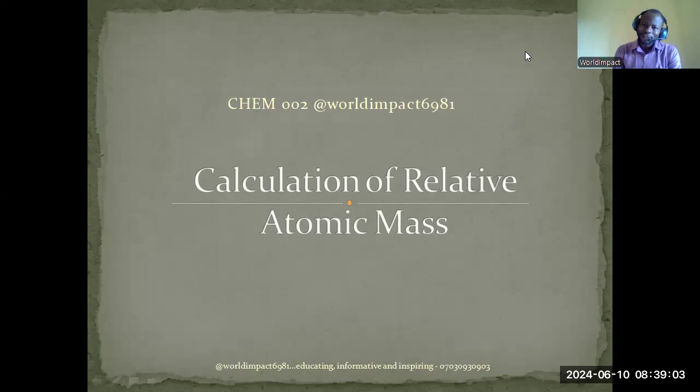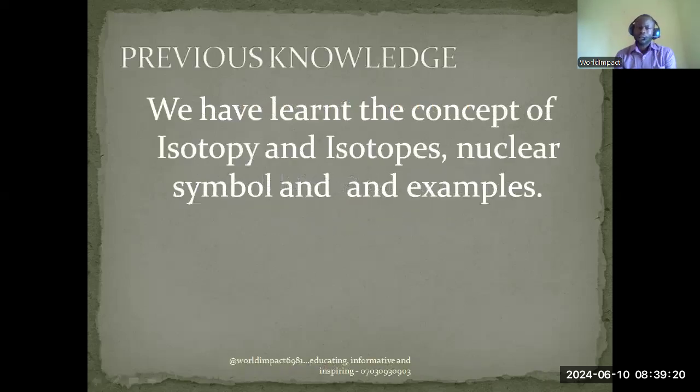All right, welcome back to classroom. Calculation of relative atomic mass, Chemistry 002 at What Impact 6981. Okay. Let's move straight. We are familiar with the first thing: isotopy, isotopes, nuclear symbols, and examples under that. Today we move straight to the point.